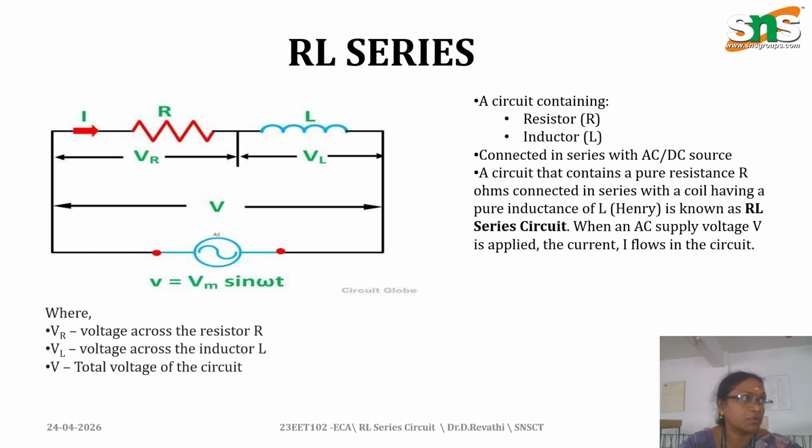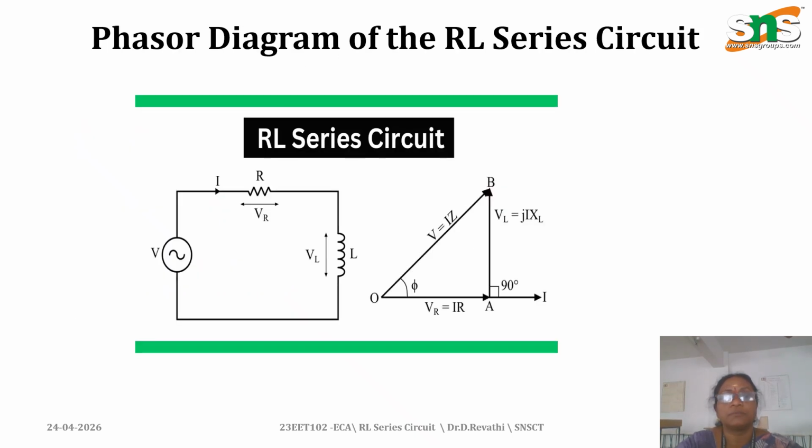So simply we have to remember what is meant by RL series: a pure resistance and a pure inductor are connected together. What is the unit for inductance? Yes, of course, it is the Henry. Very good. Then if we apply the AC voltage, what will happen? The current will flow through the inductor and the resistor, and the voltages will be VR and VL. Then this is the phasor diagram of the RL series circuit.